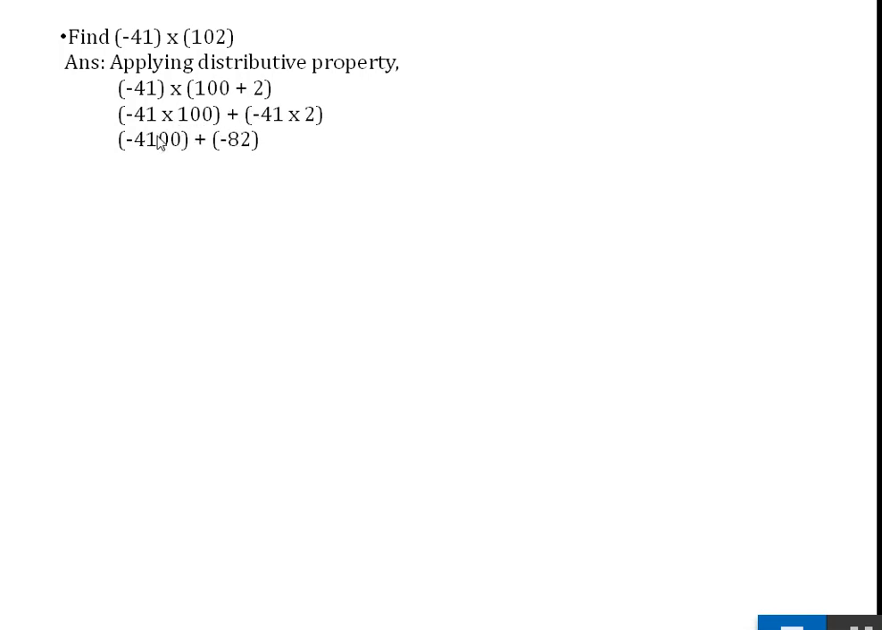Multiplication by 100 is easy. It is negative 4100 plus negative 41 into 2 is negative 82. Now apply the addition rule. Both the numbers are negative, so you will add. So the final answer is negative 4182.